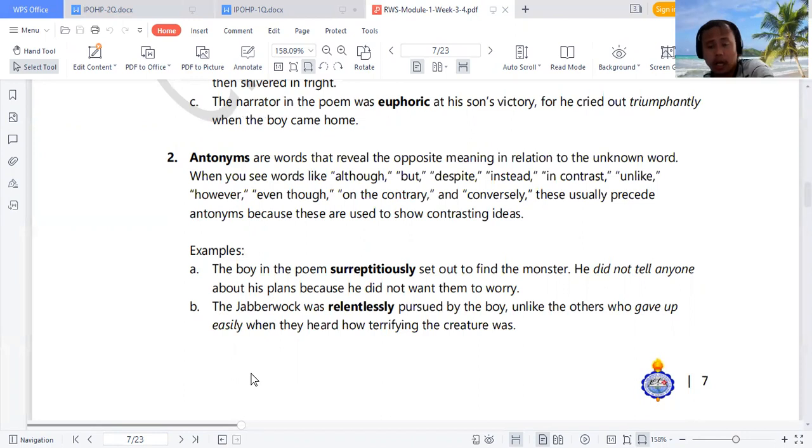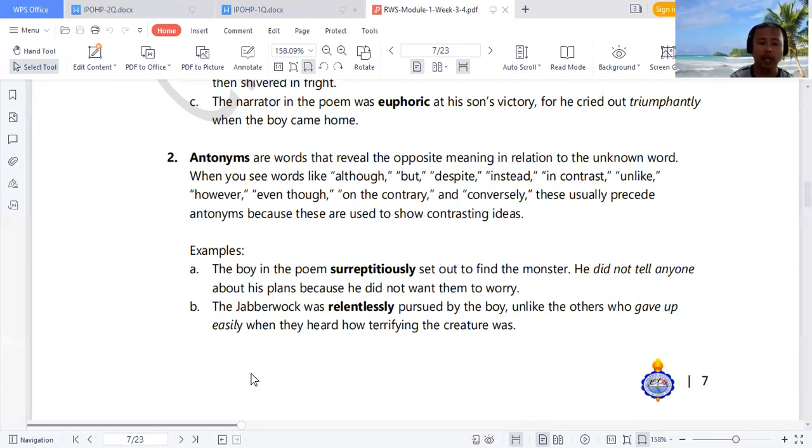So, when I say context clue, meaning this could be a phrase, word, or words. Okay, but in here, the phrase he did not tell anyone, that's a phrase. He did not tell anyone, meaning he did it alone. He did it himself. Okay, so that's it. That's antonym. All right.